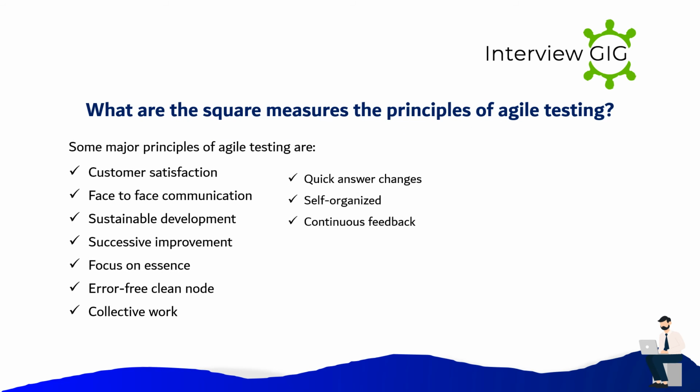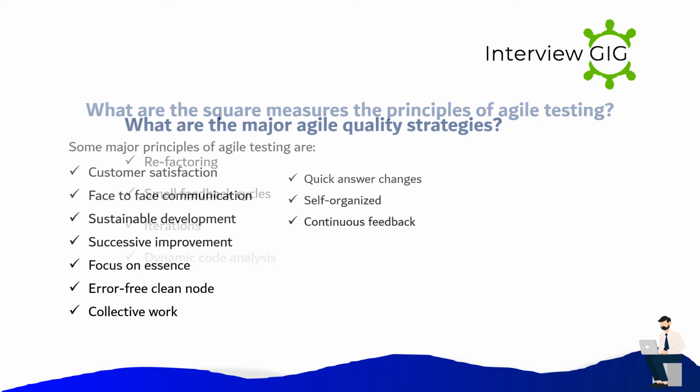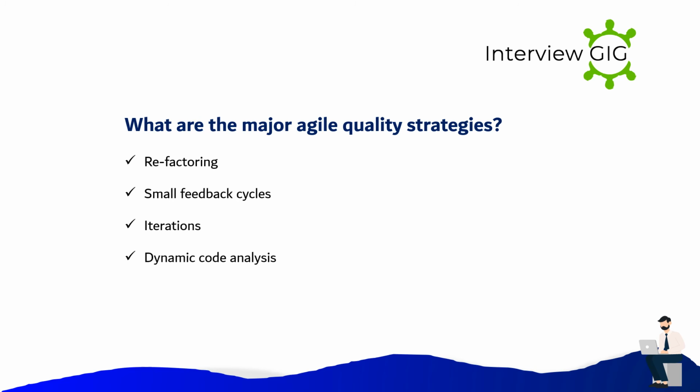What are the principles of Agile testing? Some major principles of Agile testing are customer satisfaction, face-to-face communication, sustainable development, successive improvement, focus on essence, error-free clean code, collective work, quick response to changes, self-organization, and continuous feedback. What are the major Agile quality strategies? Refactoring, small feedback cycles, iterations, dynamic code analysis.